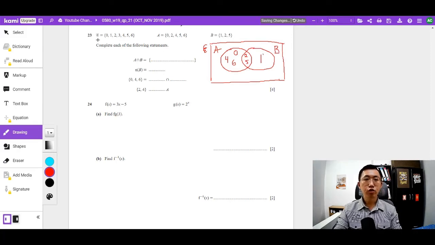So check your universe. Don't forget your universe consists of the elements 0 to 6. So let's see who is not in attendance. 0, 1, 2. Okay, 3 is missing. Just put outside. Okay, so this is the Venn diagram for this question.